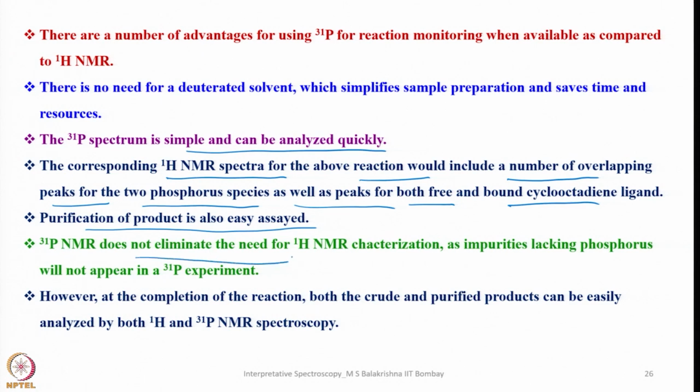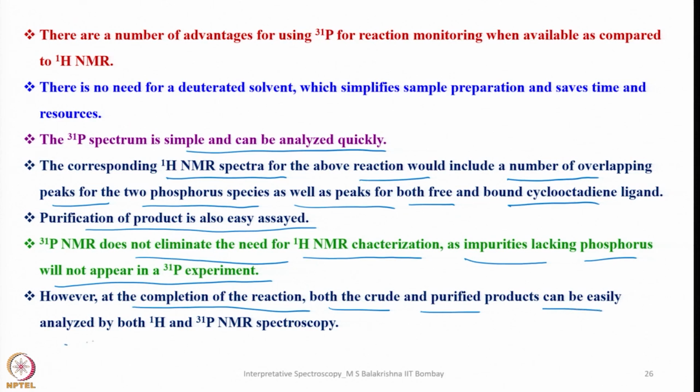31P NMR does not eliminate the need for 1H NMR characterization, as impurities lacking phosphorus will not appear in the 31P experiment. But as far as 31P NMR is concerned, if the spectrum is clean, that indicates there are no phosphorus-containing minor products or impurities, but on the other hand there can be something else. So one should also confirm purity by going for 1H NMR or other nuclei NMR as well. However, at the completion of the reaction, both the crude and purified products can be easily analyzed by both 1H NMR and 31P NMR spectroscopy.